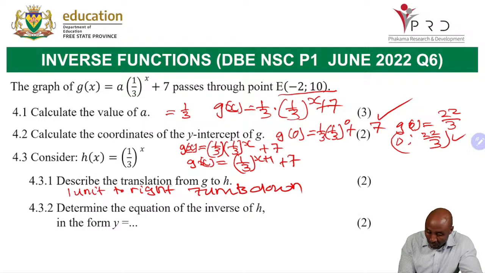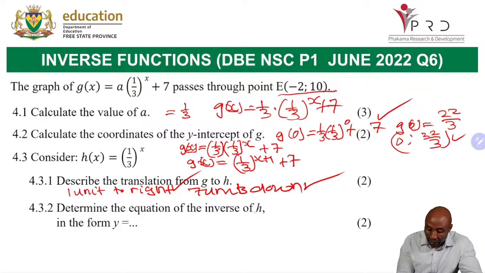If it's a minus, we are moving to the right, 1 unit to the right, 7 units down, because I'm moving from 7 to 0, because my horizontal asymptote is now y is equal to 0, so it's 7 units down. So please, you must say 1 unit to the left or to the right, 7 units up or down for you to get full marks.